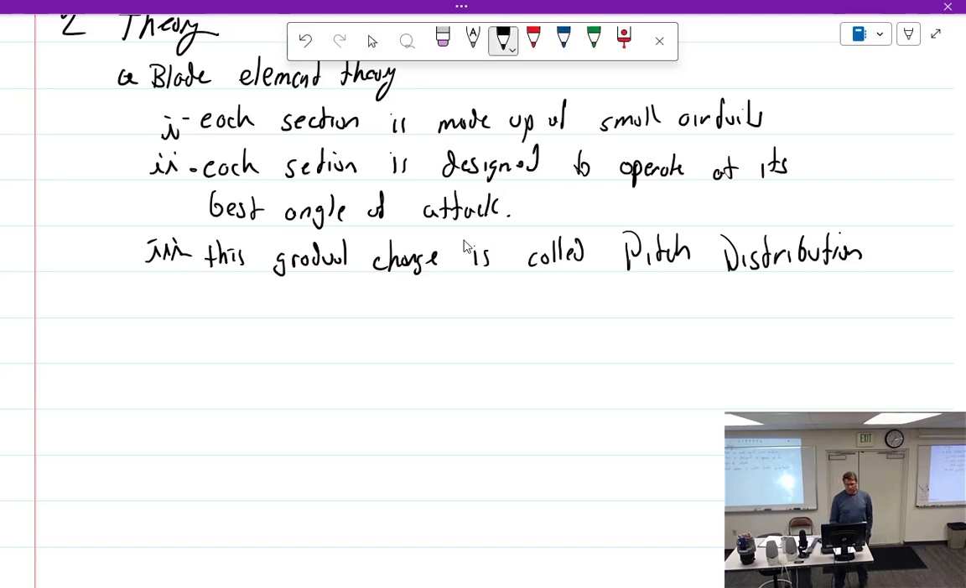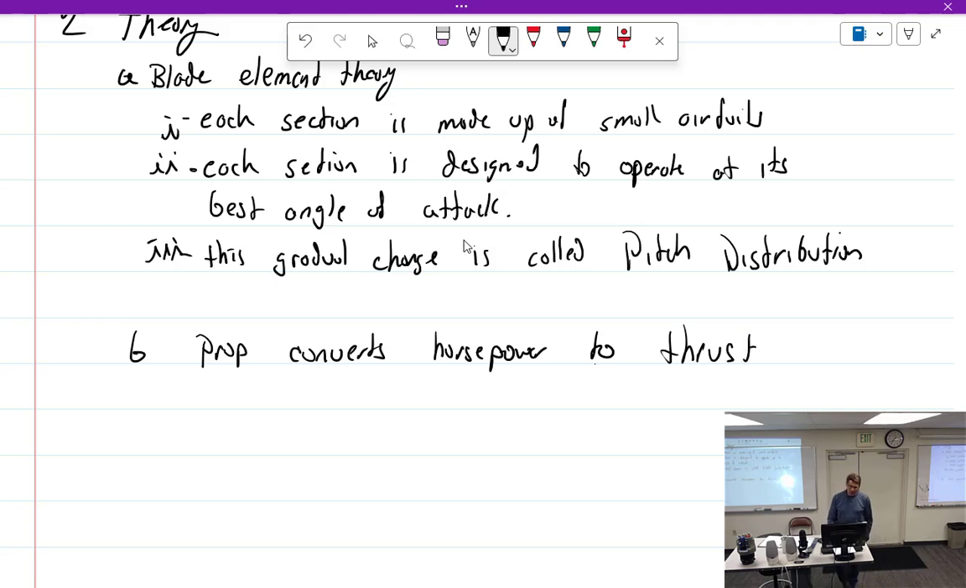All right, so the blade is designed to create thrust. What is the official definition? A prop converts shaft horsepower to what? Thrust.